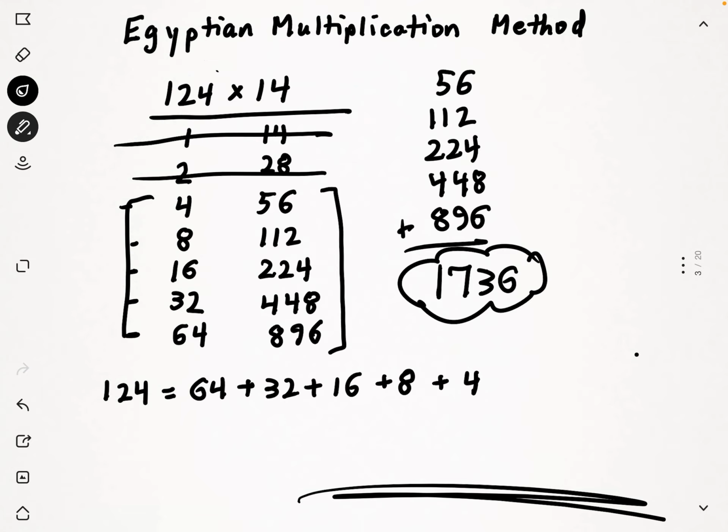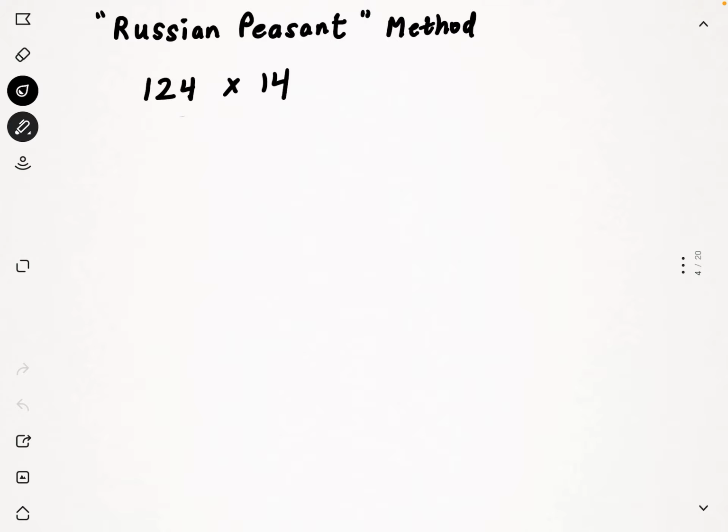Okay, let's go with one more method. This method is called the Russian peasant method. Let's take a look at this one right here. It's similar. We're going to multiply these two numbers. We're going to make two columns once again. So this one is kind of similar, but a little bit different.